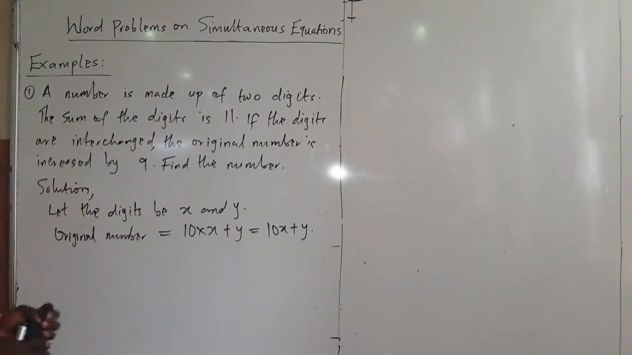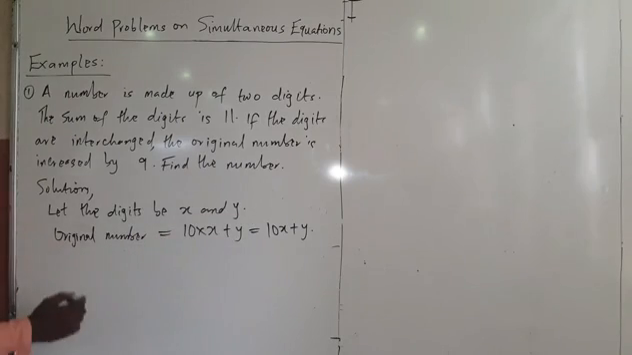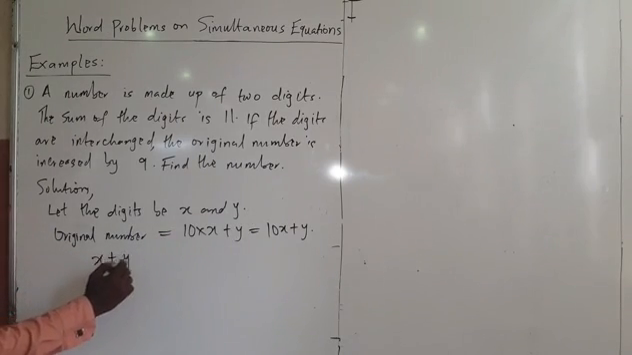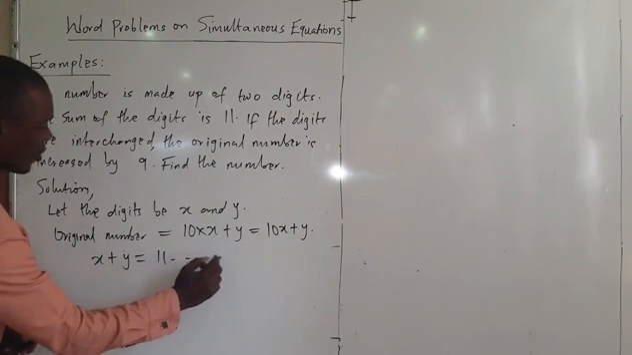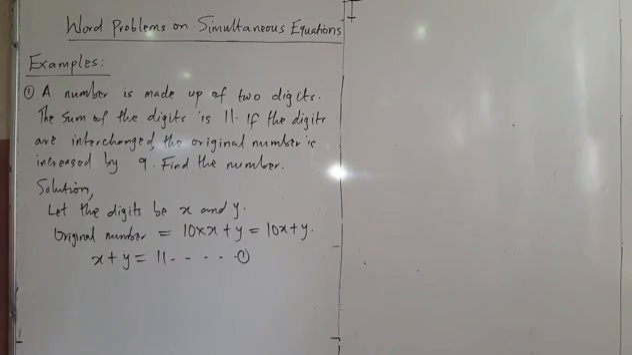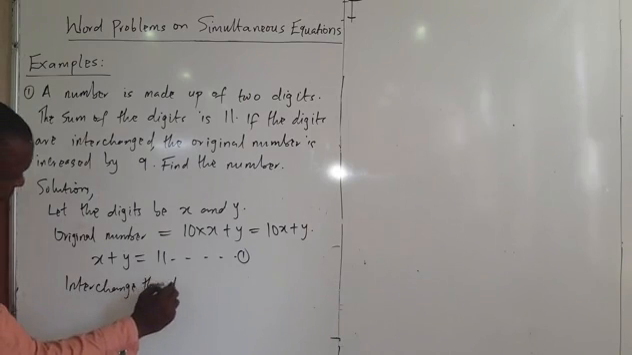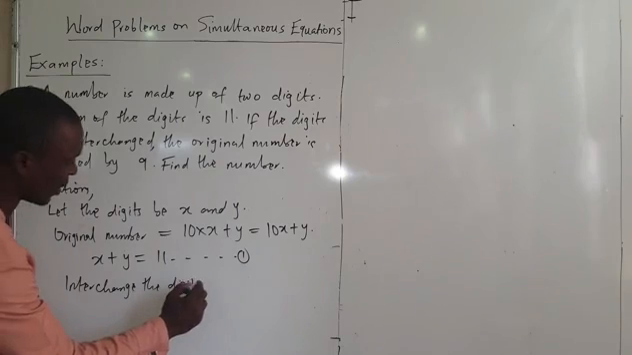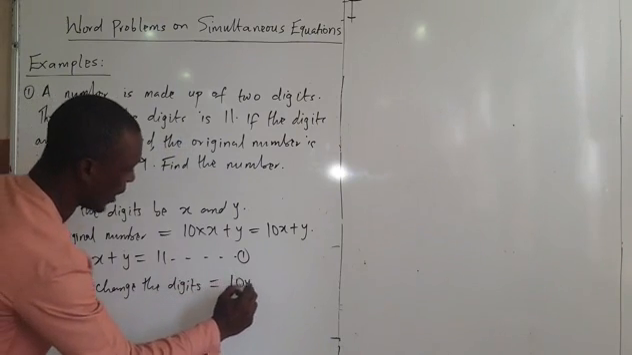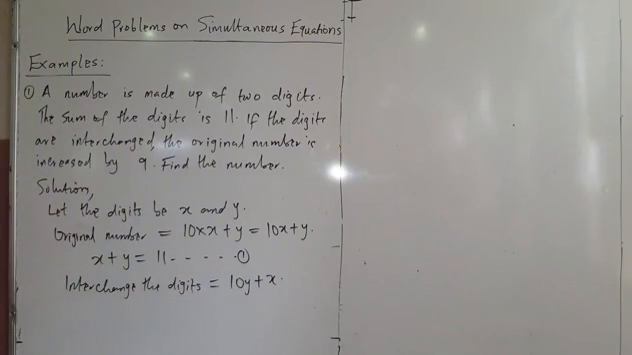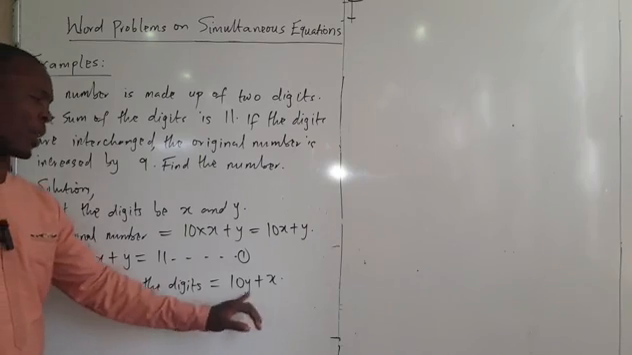Then the sum of the digits is 11. The digits are x and y, so the sum will be x plus y, which equals 11. We call this equation 1. Then if the digits are interchanged, so let's interchange the digits. The digits of the original number will now give 10y plus x. So when we interchange the digits, the number becomes 10y plus x.